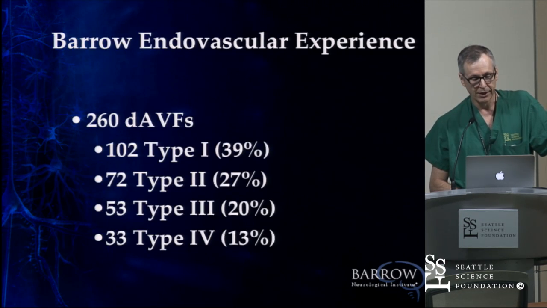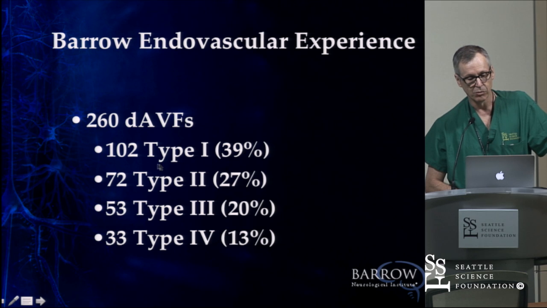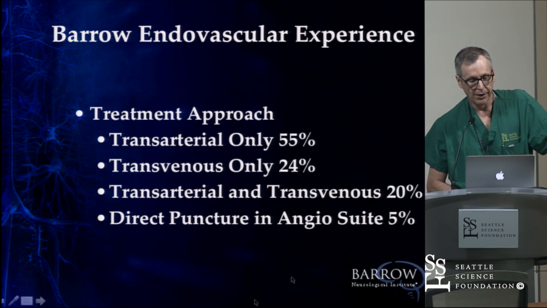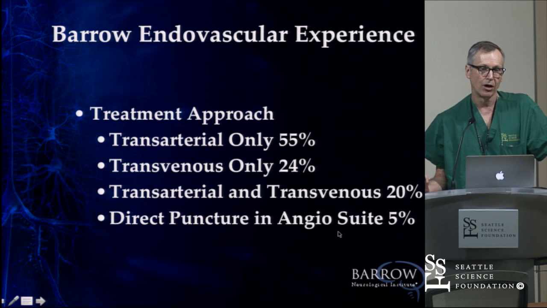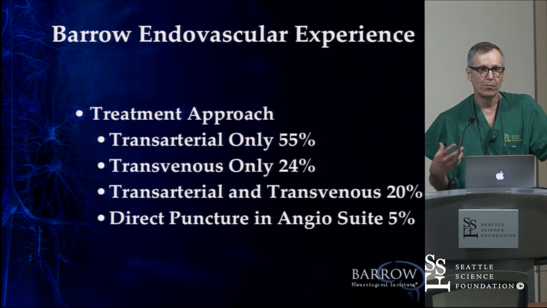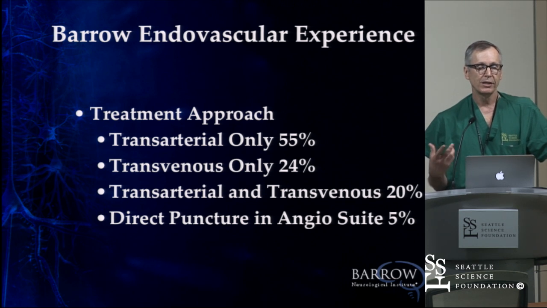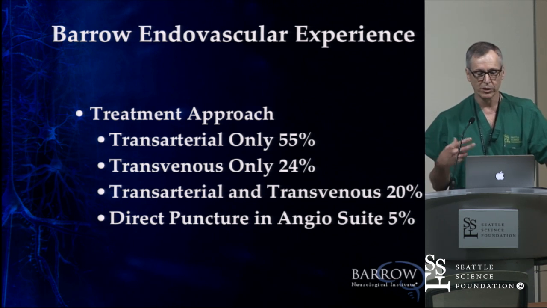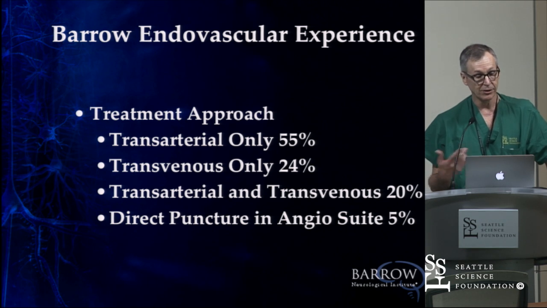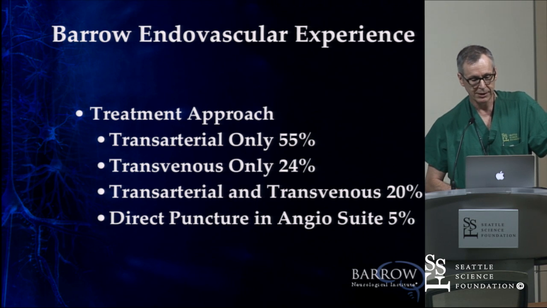We've looked at the endovascular treatment in Phoenix since I arrived there. We've got 260 dural fistulas. This is just the low risk versus the high risk types with the retrograde venous drainage in the 3s and 4s. And the treatment approach is usually a combination. And I don't really pay that much attention to whether it's transarterial or transvenous. You're really just looking at where is the fistula and what's the easiest way to get there. And if it's easier to go surgically, that's fine too.